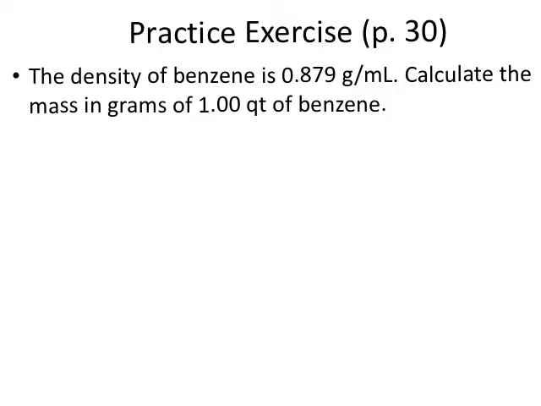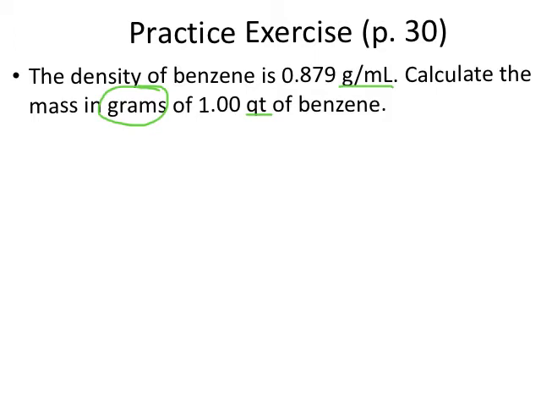We are given the density of benzene, and we're given the density in units of grams per milliliter. They're asking us to calculate a mass in grams of 1 quart of benzene. So you should notice that the grams are going to stay the same, so that's our mass measurement. What we do need to change are the volume units. We're given grams per milliliter, but they're asking us about a quart of benzene.